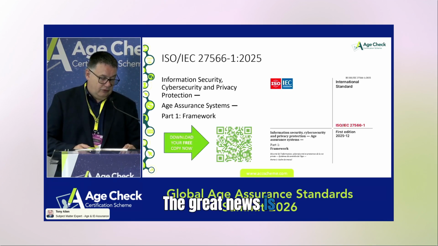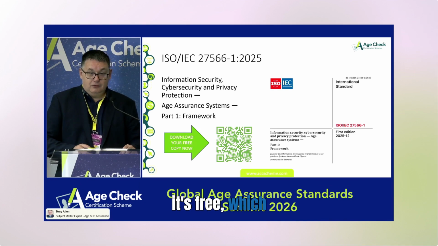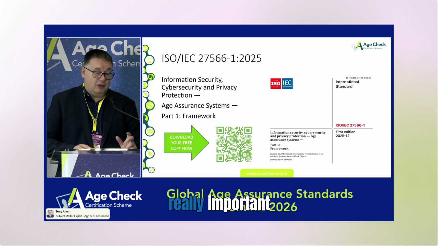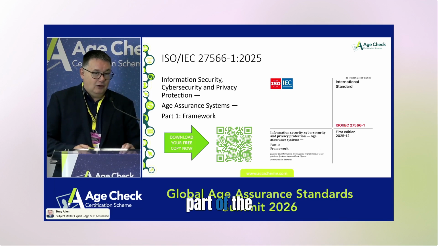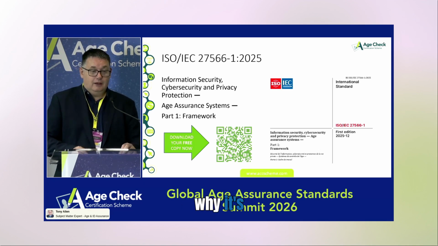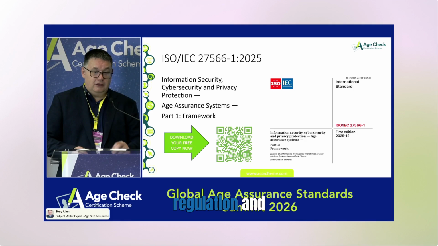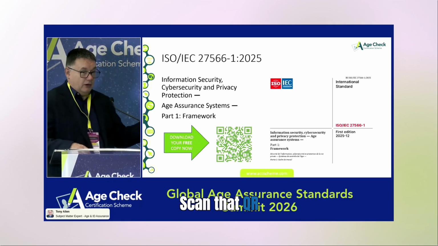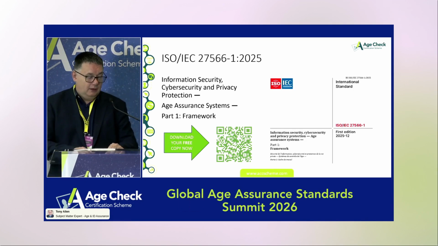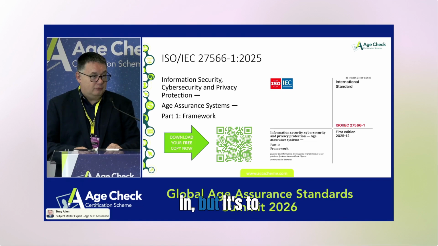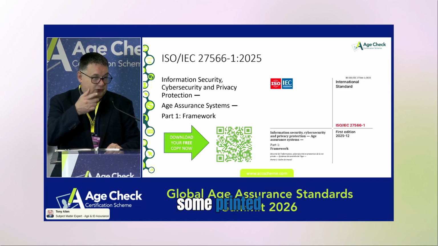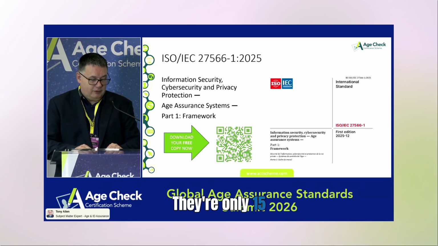The great news is it's free, which is unusual for international standards, but a really important part of the importance of this document and the reason why it's suitable for regulation and for people to refer to. If you scan that QR code, it'll take you straight to a site. You have to put your email address in, but it's to download for free from ISO. You can also buy some printed copies of it that are in the bookshop. They're only £15 for a printed copy.